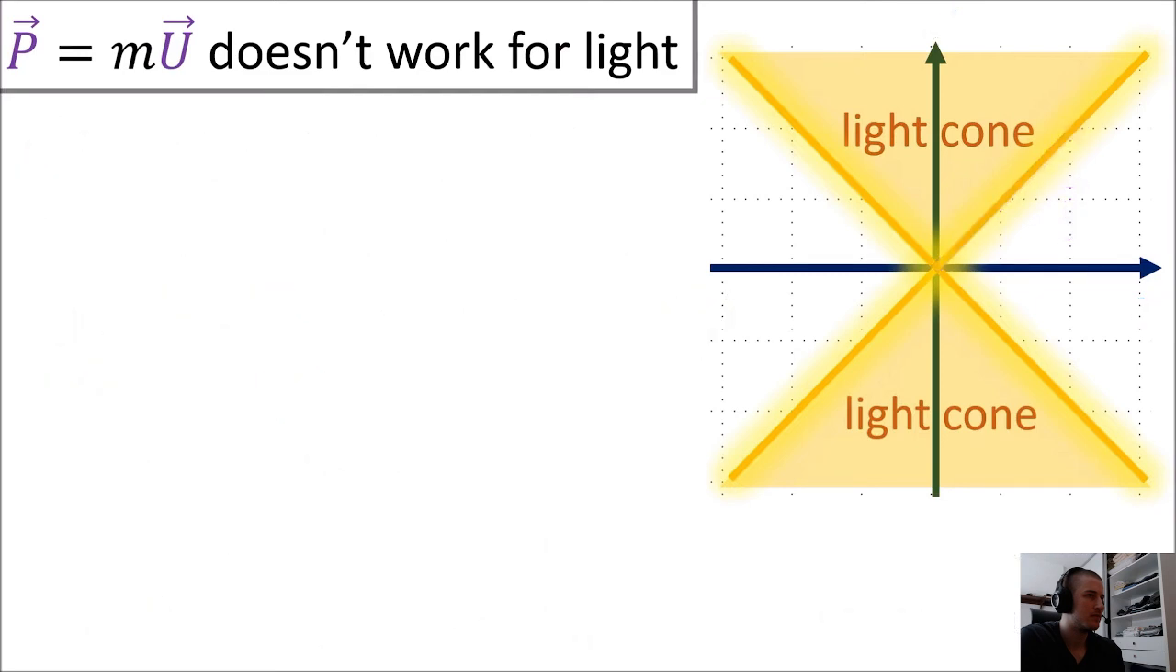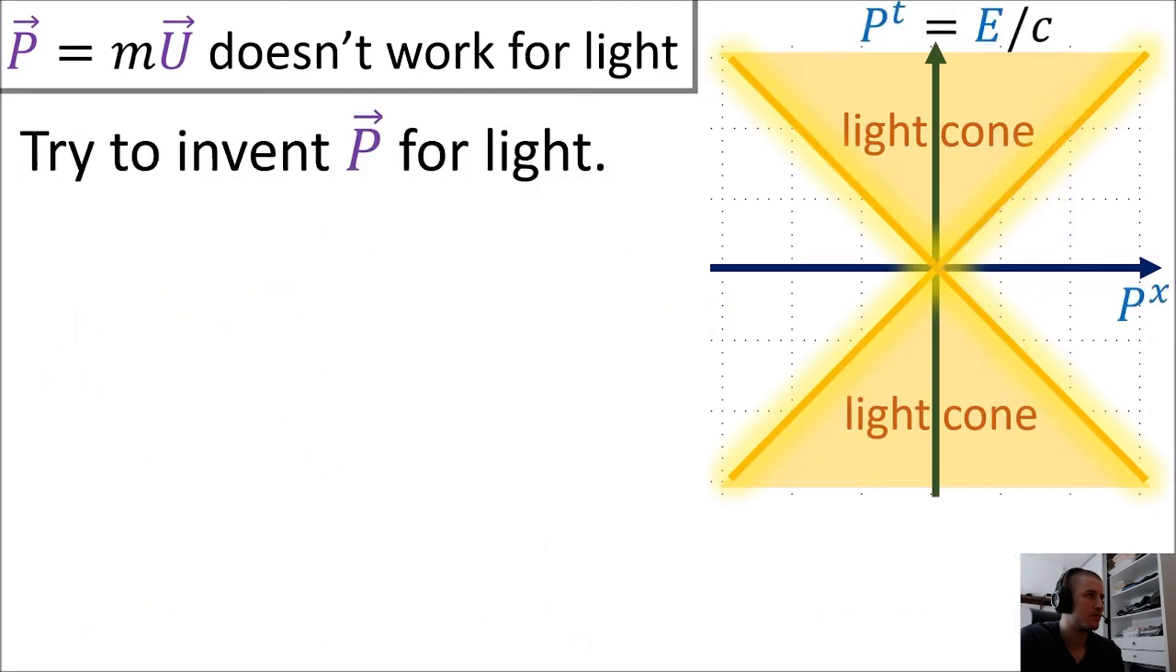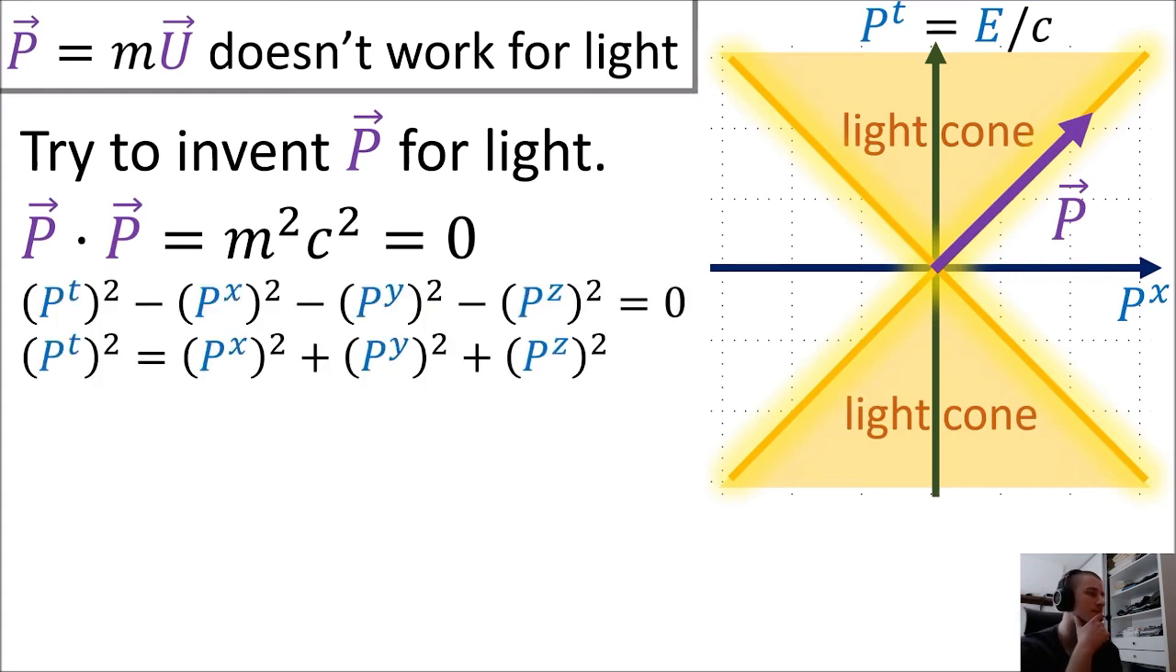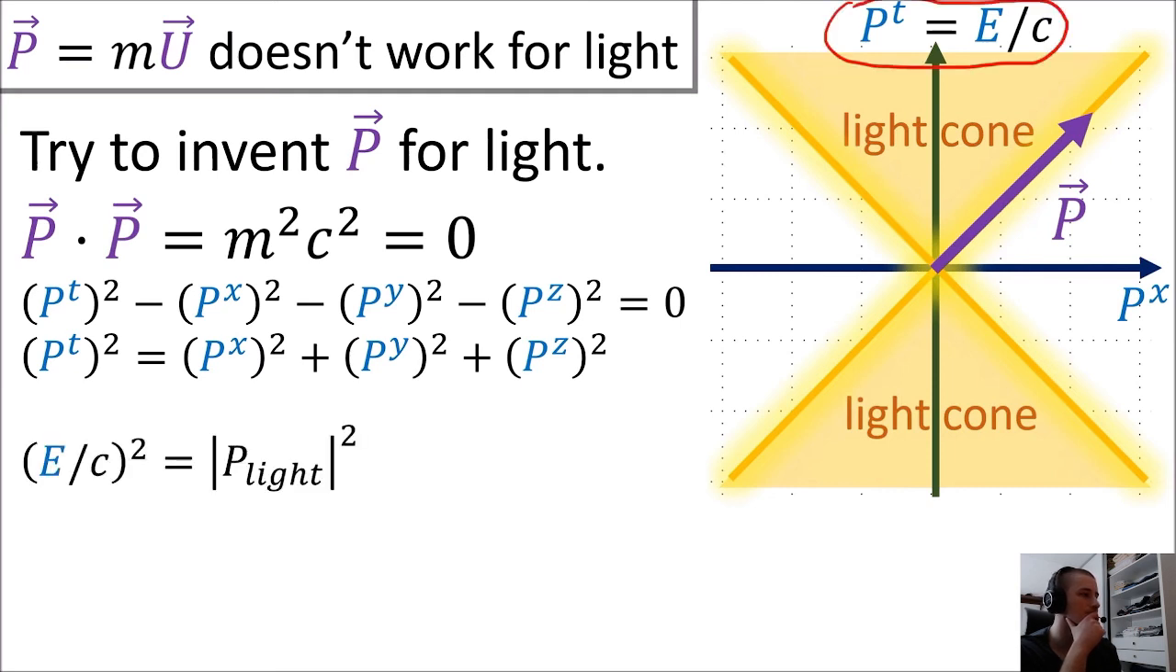So let's try to come up with a different way to define what the 4 momentum is for light. We know that the 4 momentum for light should be a null vector with a 0 Minkowski length. And this makes sense because the light's mass is 0. This means that the square of the time component of 4 momentum is equal to the sums of the squares of the position components for the 4 momentum. Now, we know that the time component of 4 momentum is equal to energy over c. And I'm going to write this combination of the squares of the spatial components of momentum as just big P with the subscript light to indicate the momentum of a light beam.